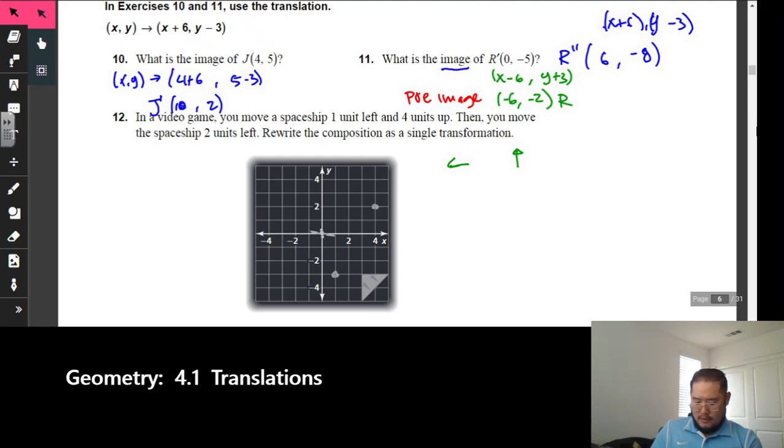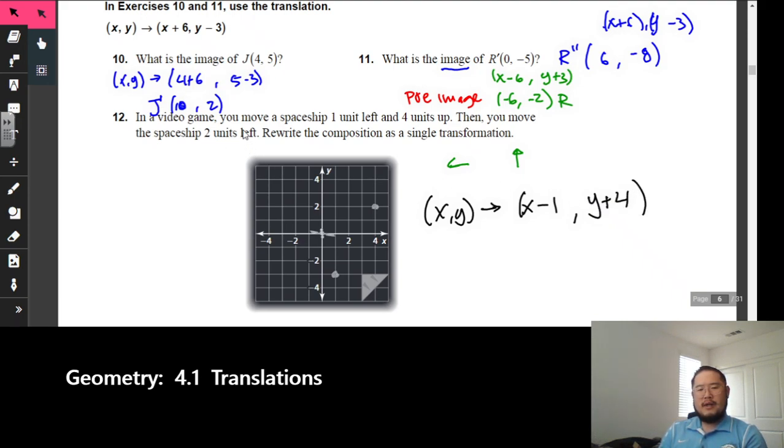So our transformation starts off with x comma y and the arrow. Make sure when you're writing a composition, it starts off like this right here. Let's think about it. We're moving 1 unit to the left, which hopefully tells us it's going in the negative direction. So 1 unit to the left will be x minus 1, and then you go up 4 units, which will be y plus 4.